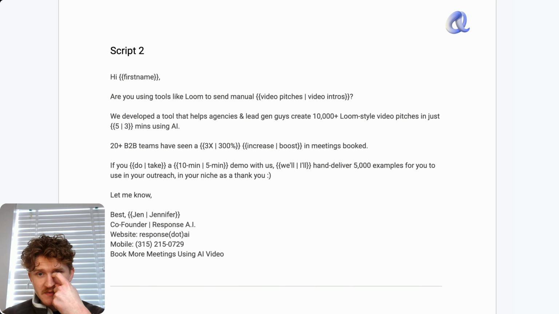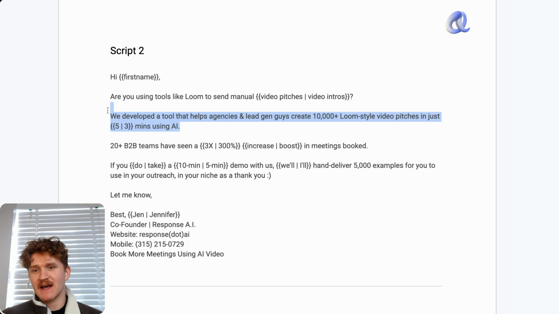Are you using tools like Loom to send manual videos? So the two pain points in that script are: are you using tools like Loom, which is technographic, like, are you using that technology to get sales? And if the answer is yes, then "to send manual," right? Now, the psychology of the word manual in a world of automation implies pain. If you're doing something manually, it's probably not efficient. It's probably costing you money. So manual is a really useful tool there to gather some pain in the heart of the prospect. So: are you using tools like Loom to send manual video pitches or video intros?